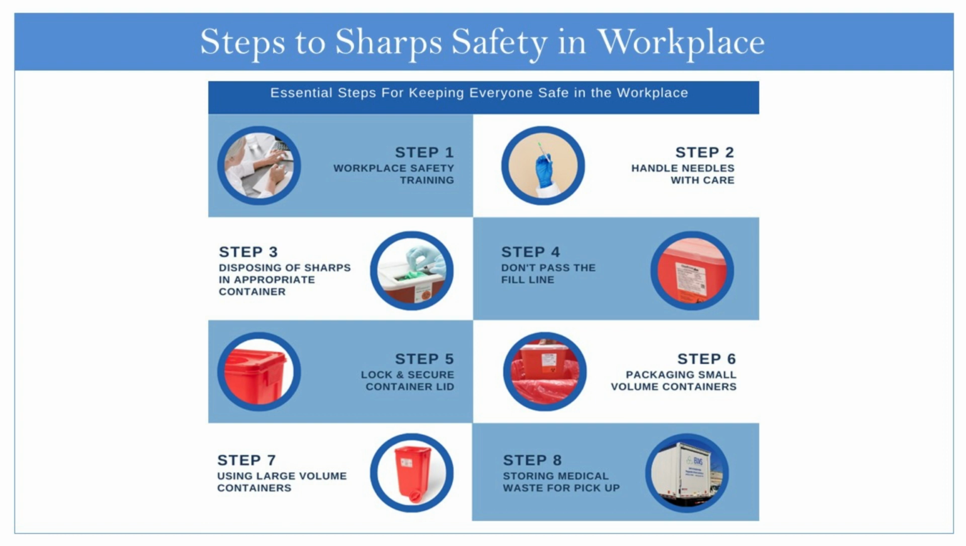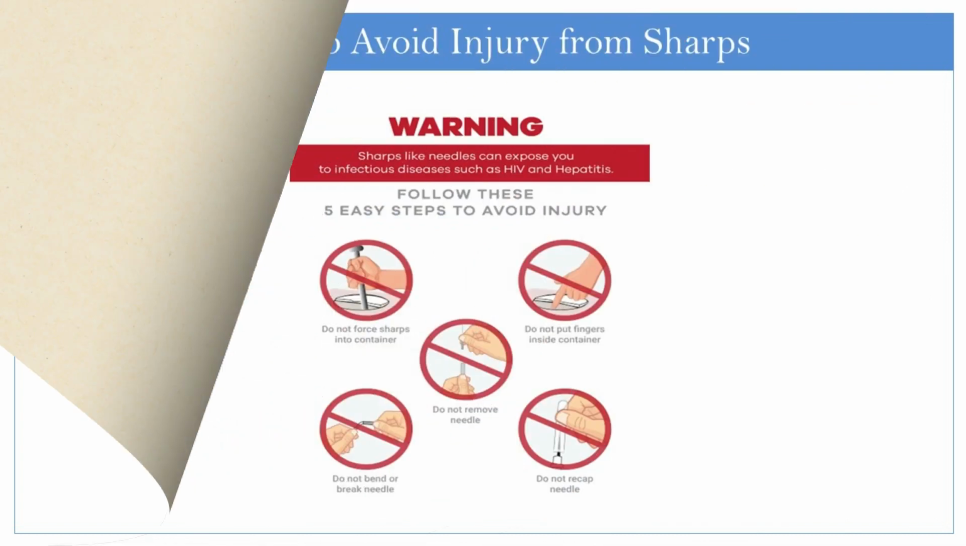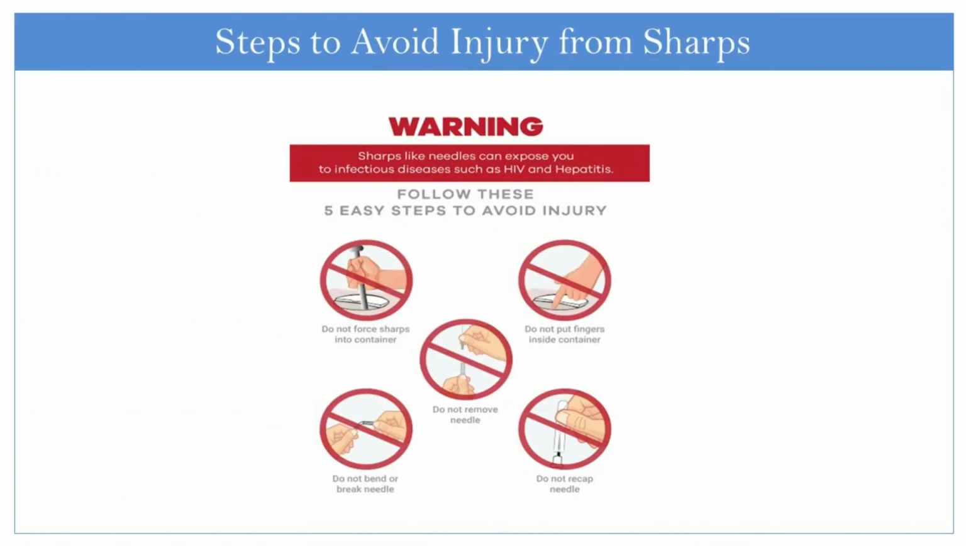Avoid to get this sharp injury. So there are certain steps that you should avoid from sharp injury. These are 5 steps. Never push hard into the container. Don't touch the container. Don't break the needle. Don't recap the needle. So these are the 5 steps in which you can avoid injury from sharps.